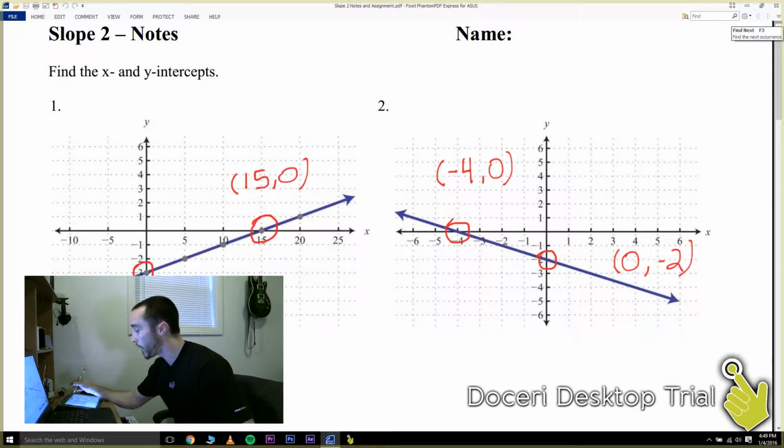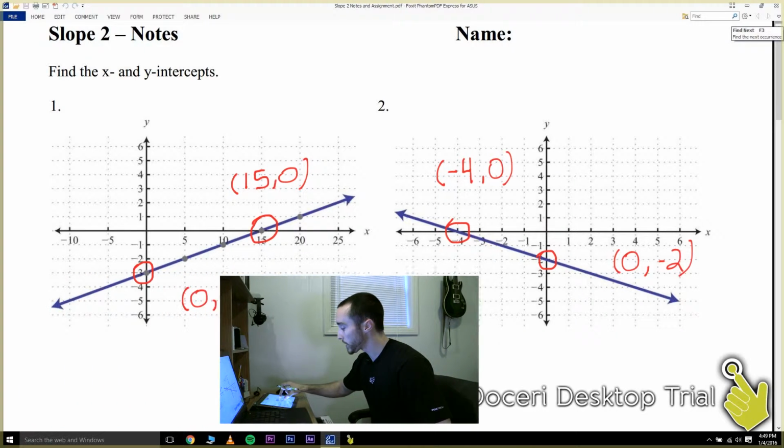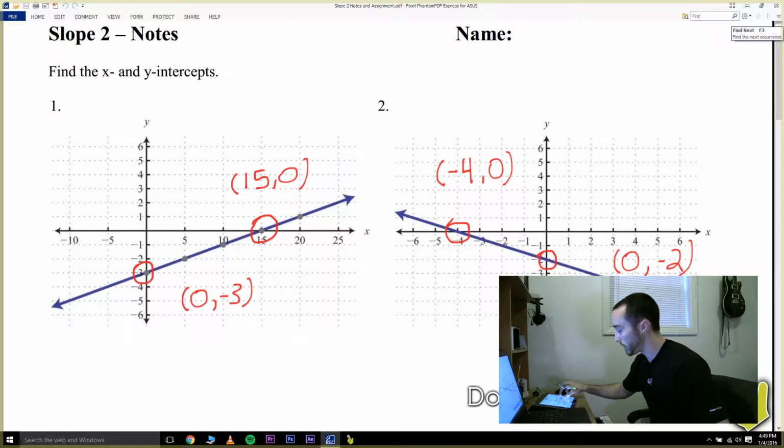Before we move on though, I want to point out one thing that's sort of important. Go back to the first example and let's look at that one. Did you notice that when we were trying to find the x-intercept, the y part of that answer was 0? Similarly, when we were looking for the y-intercept, the x part of the answer is 0. That is not a coincidence.